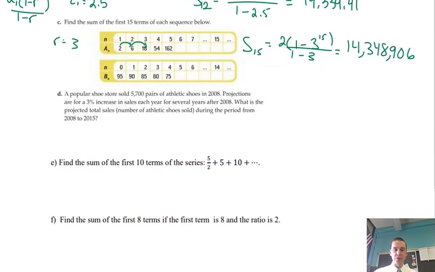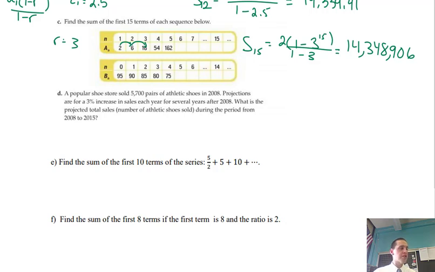Go right to D. A popular shoe store sold 5,700 pairs of athletic shoes in 2008. Projections are for a 3% increase in sales each year for several years after 2008. What is the projected total sales? So the projected number of athletic shoes sold from 2008 to 2015.